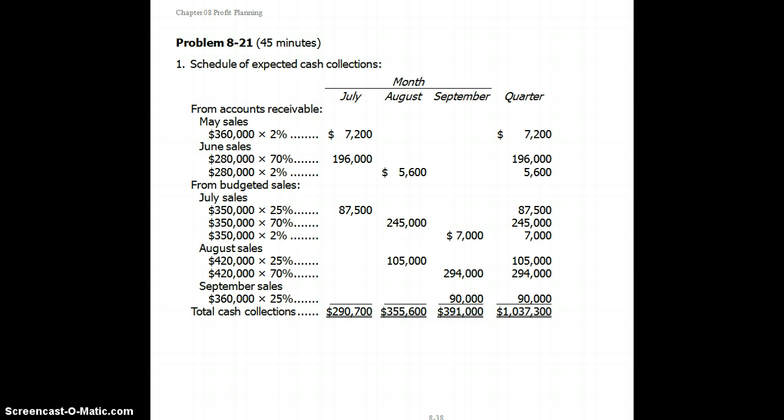The bank is concerned, this company's had some difficulty in the past, and in order to approve them for this loan, they want to see a cash budget for the third quarter, which includes the months of July, August, and September. They give us the actual sales for May and June, and budgeted sales for July, August, and September.